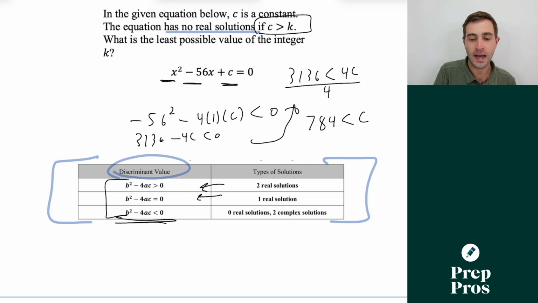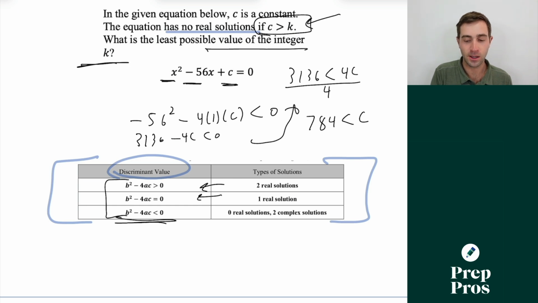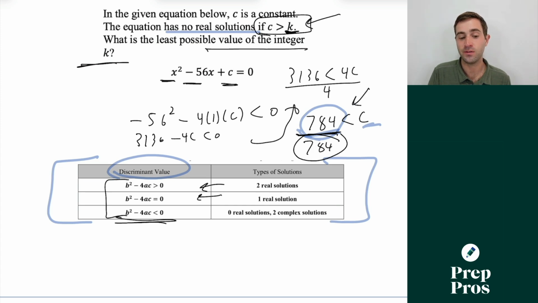And now we get to this last little tricky part that the SAT likes to throw in these questions to make your life more confusing. If c is greater than k, what is the least possible value of the integer k? Well, c is greater than 784. That's our inequality. This is the least possible value for that to be true. It has to be greater than 784 for us to have no real solutions. So although it feels a little tricky at the end, 784 is just your value. It's the same thing here. We've just flipped this inequality. So 784 is the least possible value of the integer k.